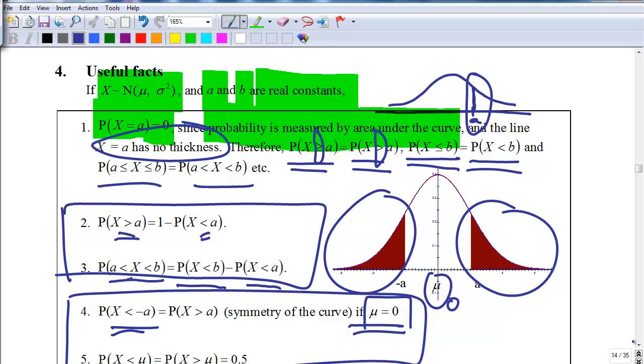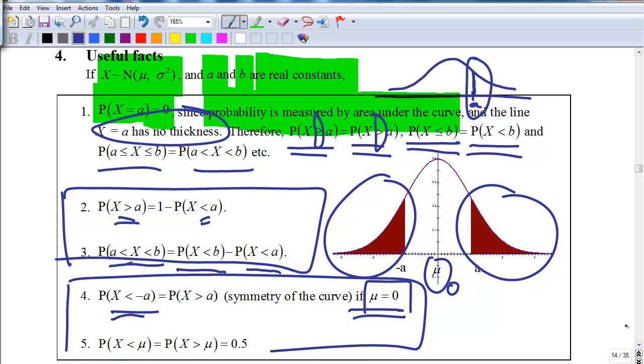And because the line X equals to mu divides the curve into two equal pieces on the left and right, then the area on the left of mu must be the same as the area on the right of mu. So that probability is just half.